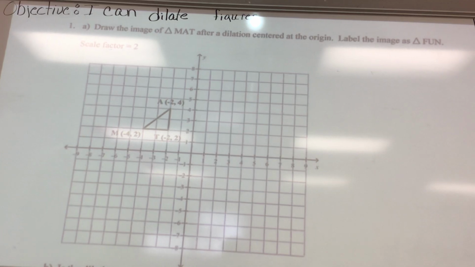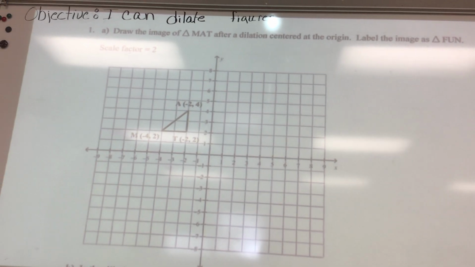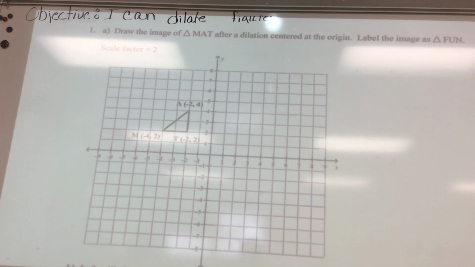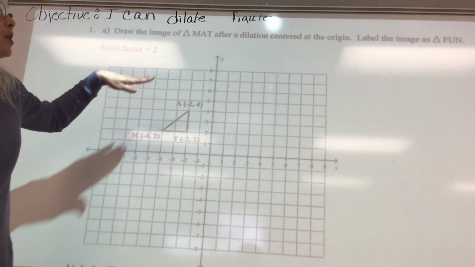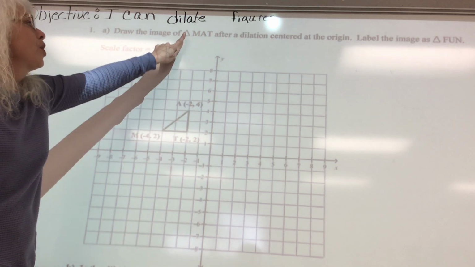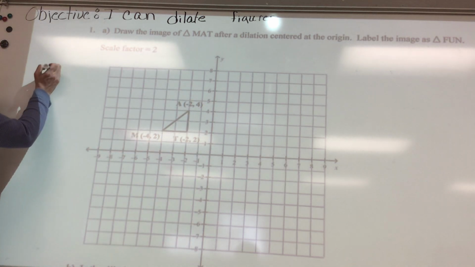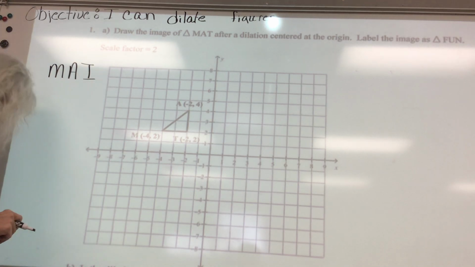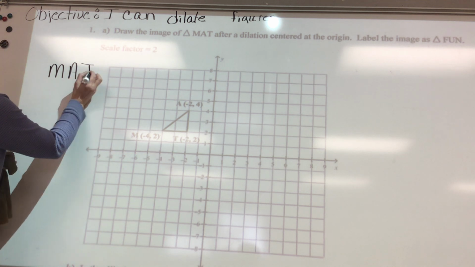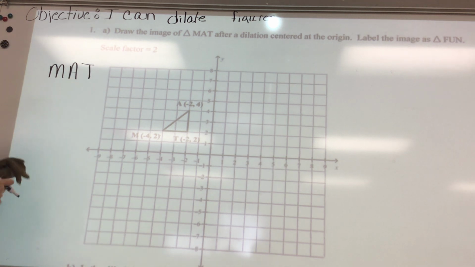Alright, so on our dilation worksheet, it says, number one, draw the image of triangle MAT after a dilation centered at the origin. Label the image as triangle FUN. And then it says a scale factor of 2. So before we even start with the dilation, our original image is called MAT, correct? Mm-hmm. And its image is going to be FUN.